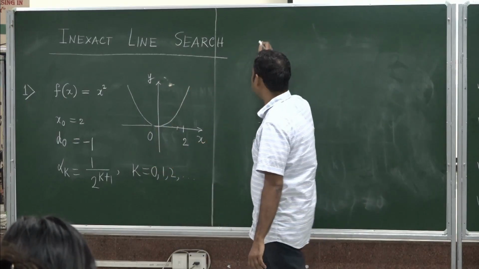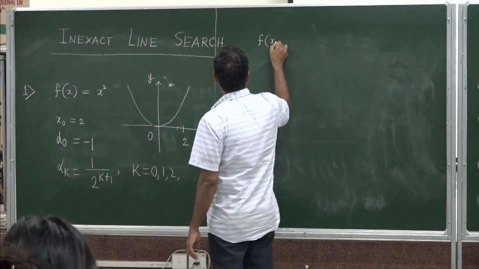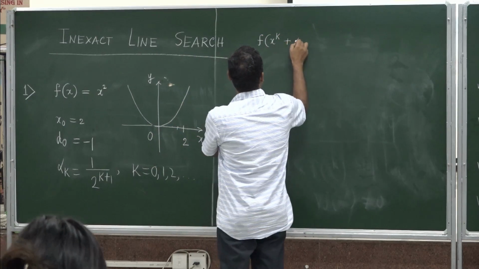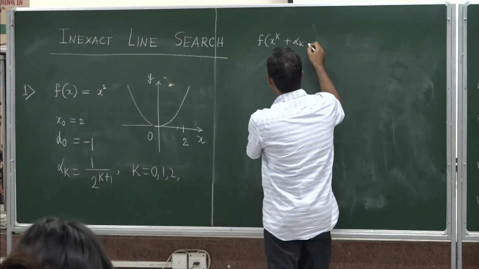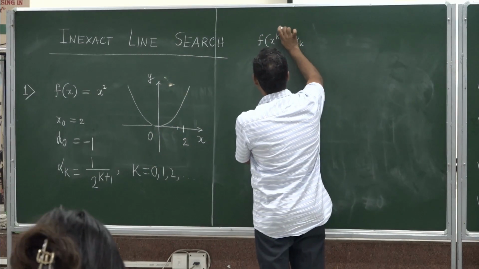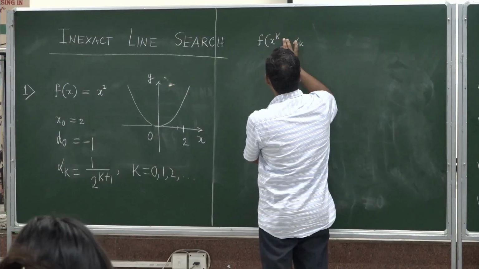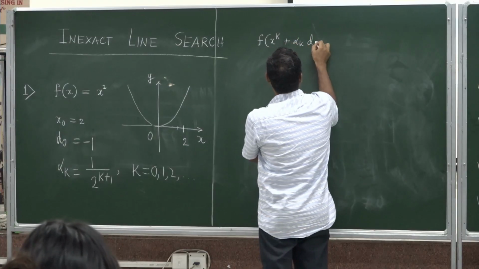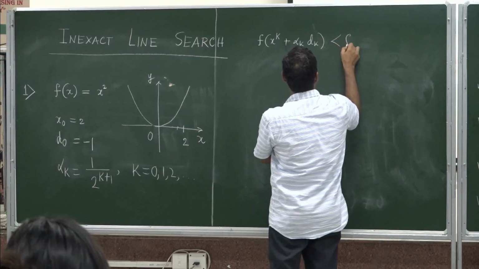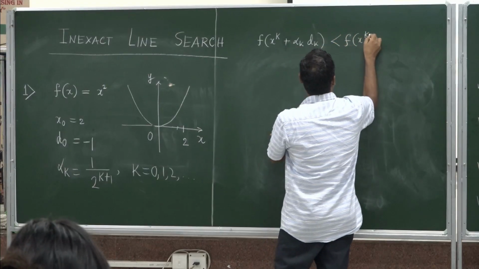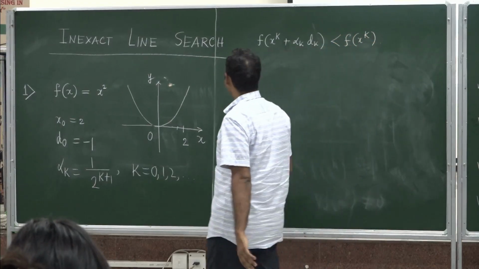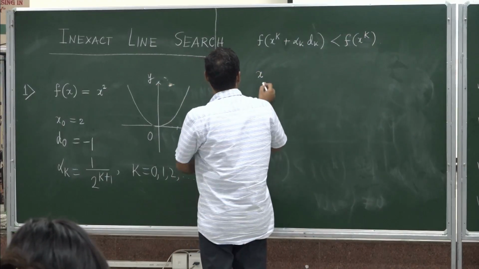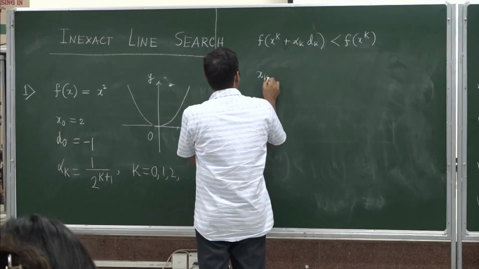You can quickly calculate, you will figure out that f of xk plus alpha k into dk means here minus 1, as long as this alpha k is positive, or simply let me write dk. This is followed, descent is followed, no doubt. But where does this sequence converge? This sequence converge, let us quickly calculate what is your xk. Xk you can figure out.